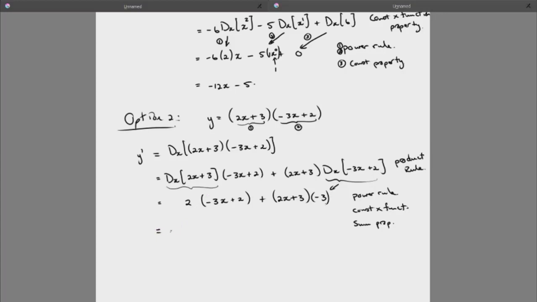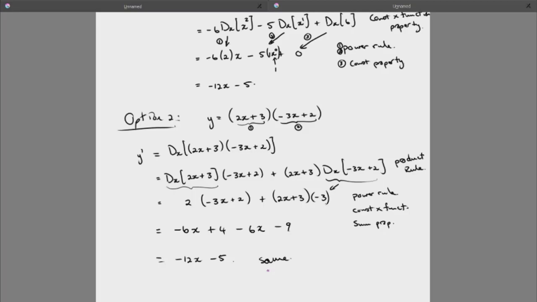We might need to simplify it to make sure it is the same. So the 2 going in there is negative 6x, then plus 4. Then I have a negative 3 into the bracket there to give me a negative 6x again, and a negative 9. And I do get the same answer. Now, that's not a proof that the product rule works. It just helps verify it.